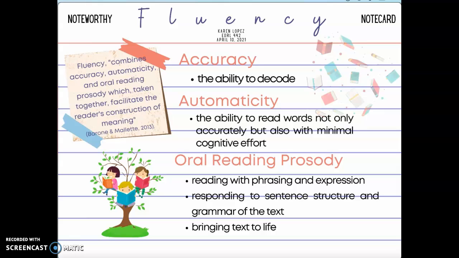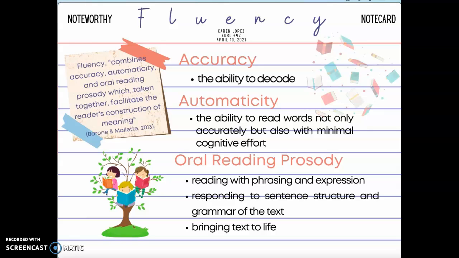So first is accuracy, which is the ability to decode. Automaticity is the ability to read words not only accurately, but also with minimal cognitive effort. So you can just show them flashcards and they can just breeze by reading the words. And then oral reading prosody: reading with phrasing and expression, responding to sentence structure and grammar of the text, bringing text to life.